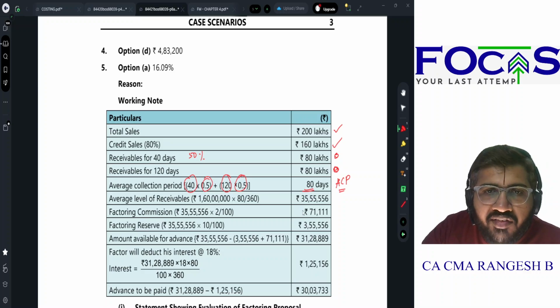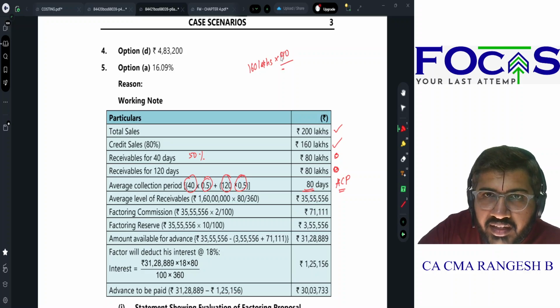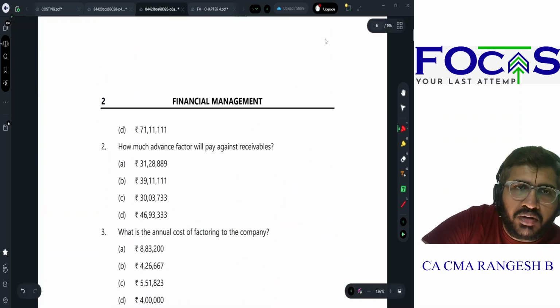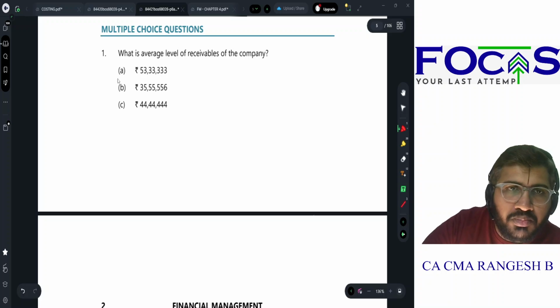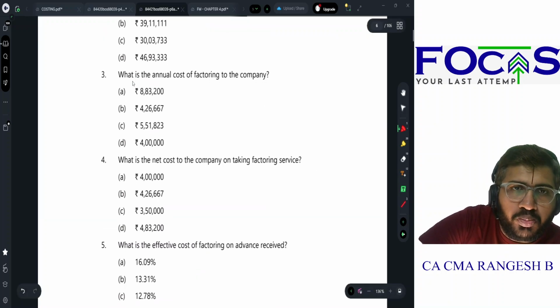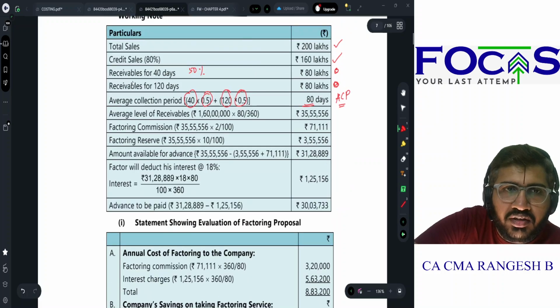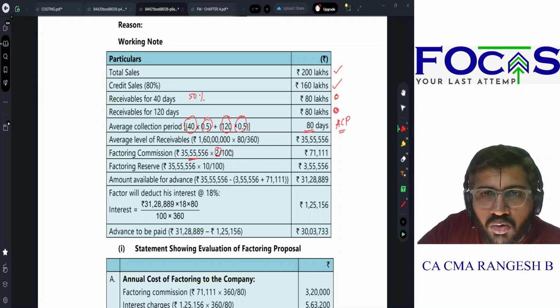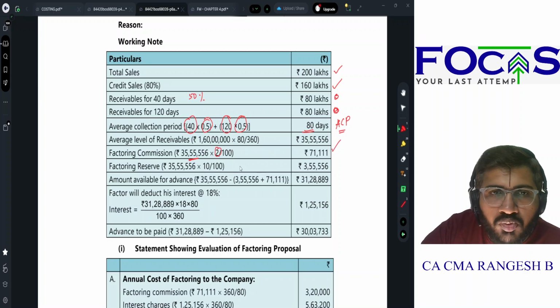So what will be the average level of receivables? Total receivables is 160 lakhs into average collection period of 80 days, divided by total days in the year, 360. This will come out to 35.56 lakhs, which is your answer, option number B. As simple as that. Yes, super. Second question, annual cost of factoring. So what is the factoring commission? Receivables 2%, which will be 71,111.